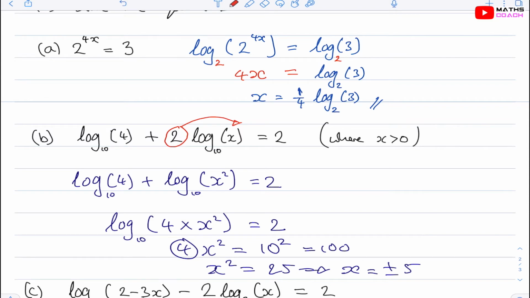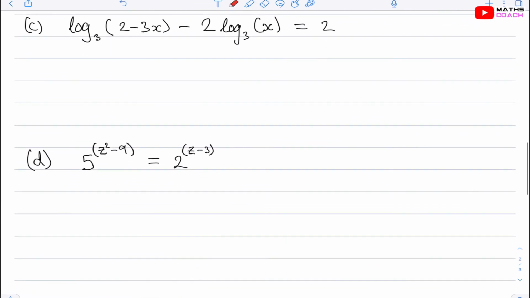But hang on, if you go back to the question itself, x is bigger than 0. In other words, x has to be positive. So this means our x can't be a negative number, and the fact that x has to be bigger than 0 means that our x can only be equal to positive 5. Moving on to the next question.